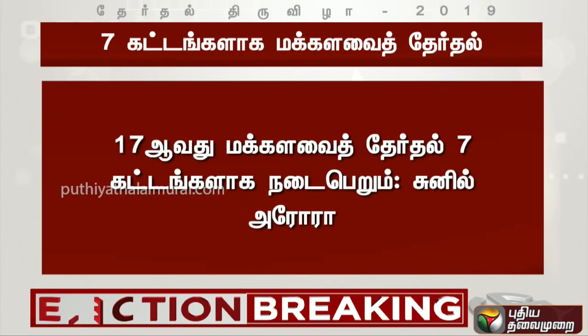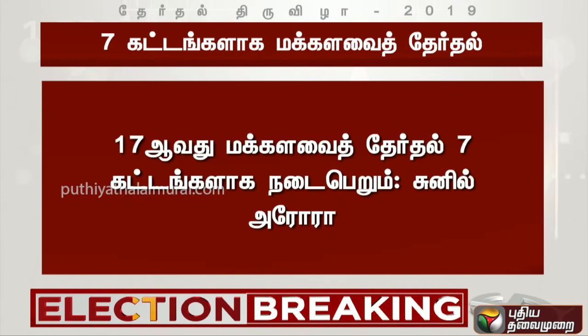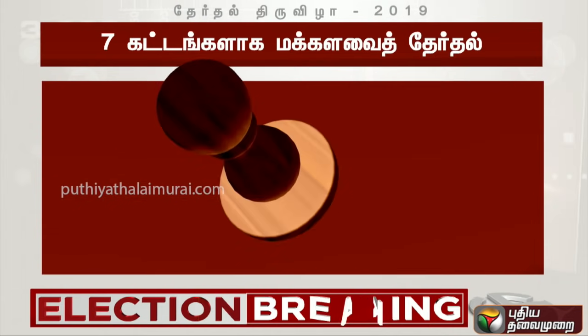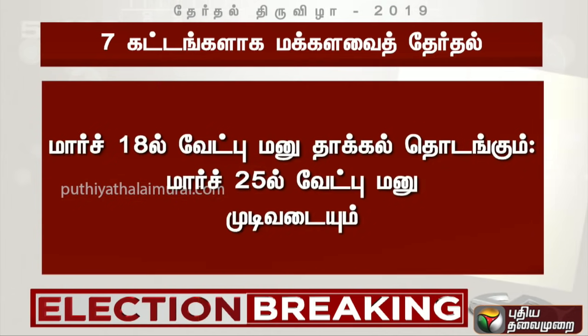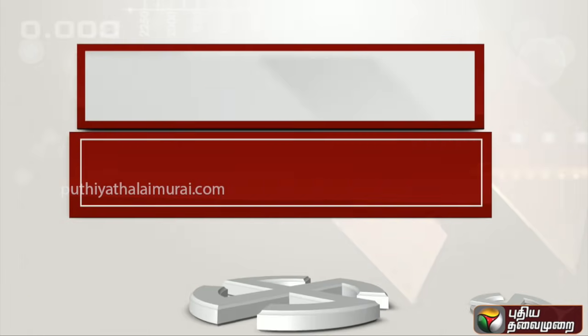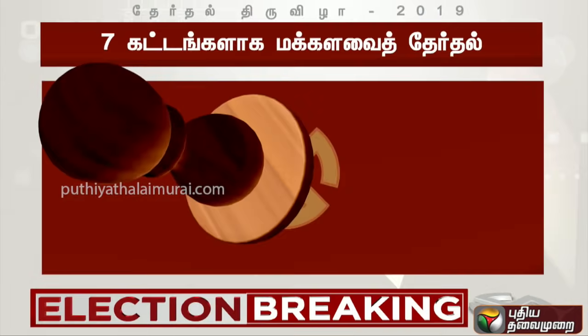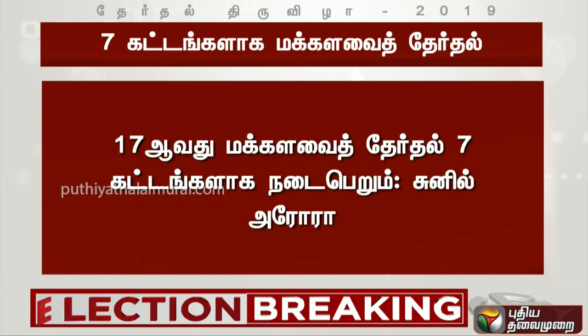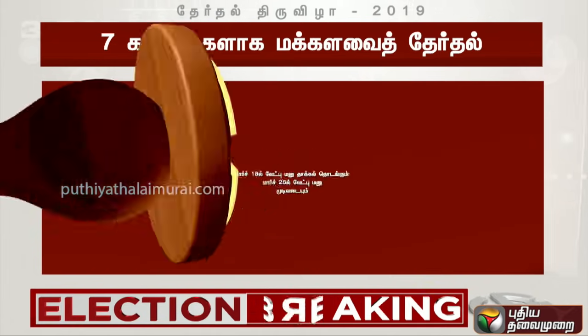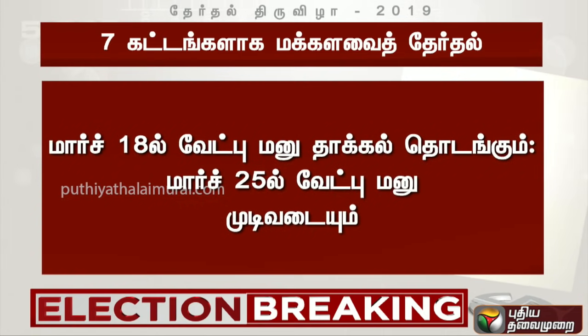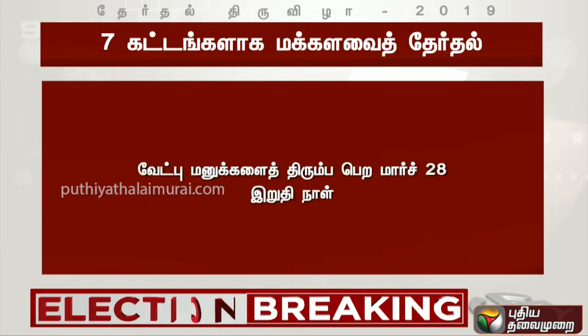Phase 3. Date of issue of notification 28th March. Last day of nomination 4th April. Date of scrutiny 5th April. Last date of withdrawal of candidature 8th April. Date of counting, of course, 23rd May. Date of poll 18th April.